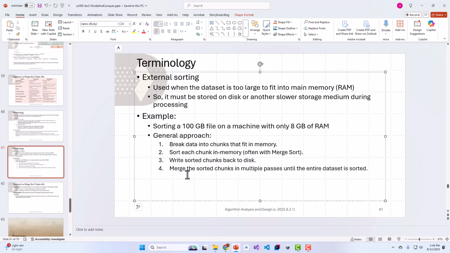So a general approach for external sorting would be something like: break the data into chunks that do fit in memory that we can use, sort each chunk in memory, often with merge sort, write those sorted chunks back to disk, so they're in these little sorted pieces, almost kind of a meta merge sort, and then merge the sorted chunks in multiple passes until the entire data set is sorted.